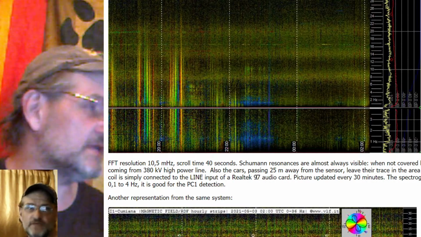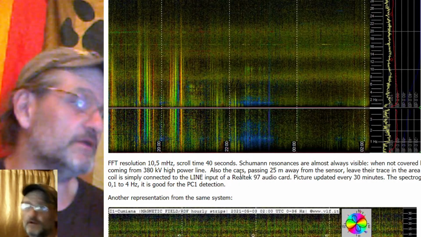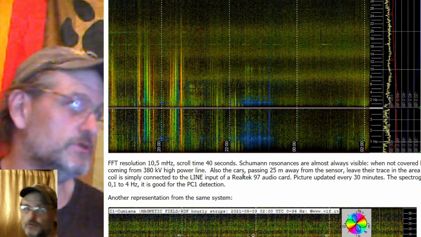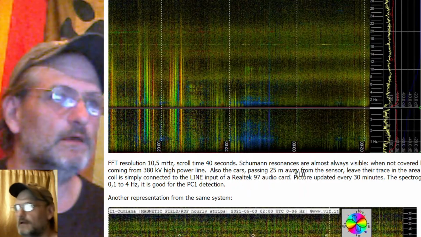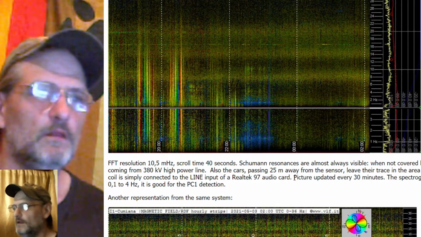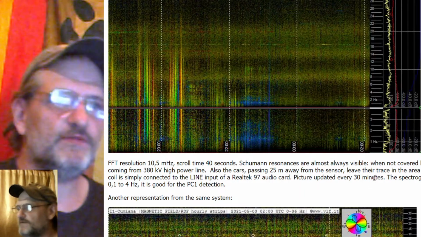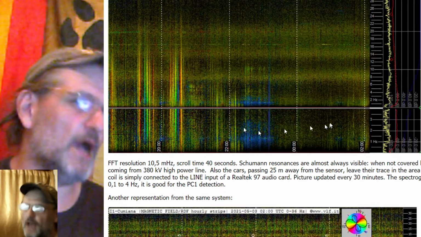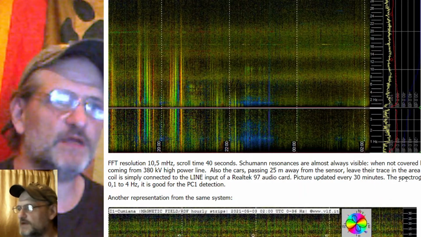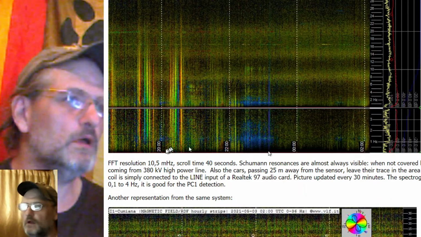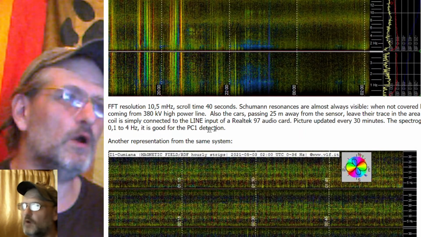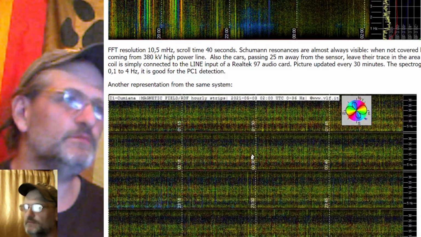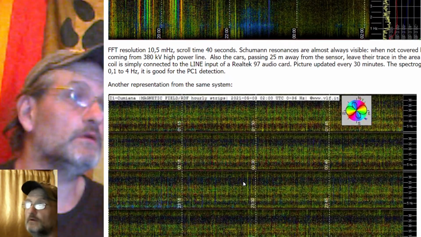You can get an updated one. I'm sure you can get software, whatever, that's updated. Picture updated every 30 minutes. So this picture online is updated every 30 minutes. The spectrogram part below, 0.1 to 4 hertz, is good for the PC1 detection. PC being the computer. Sure.